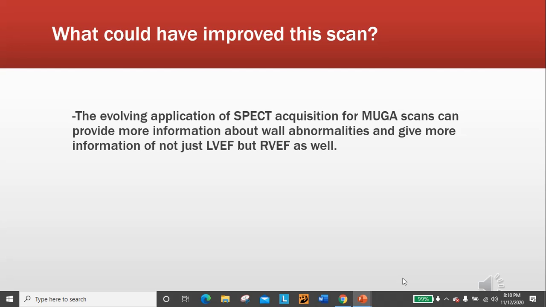Something that could improve this scan would be using SPECT acquisition for the muga. That way you can get more information about wall abnormalities or give more information about not only left ventricle ejection fraction, but right ventricle ejection fraction as well. Although the left ventricle ejection fraction is really what we were concerned about because those other 2 previous tests that were given had different results.